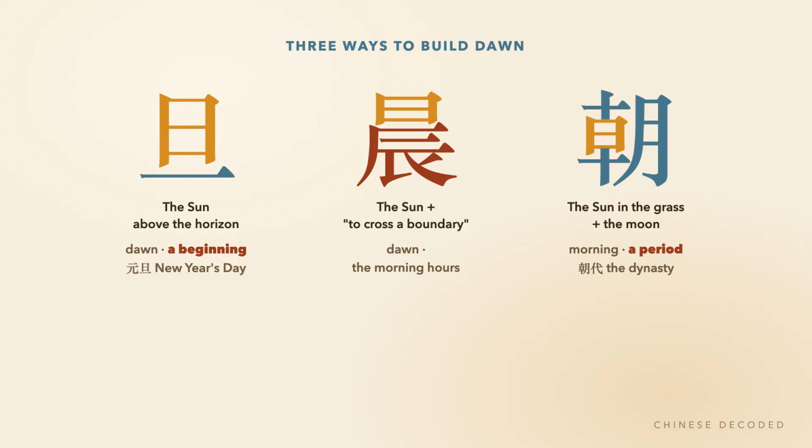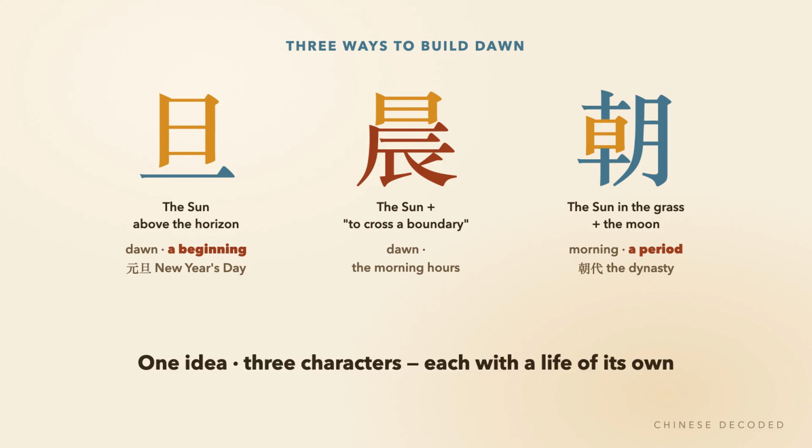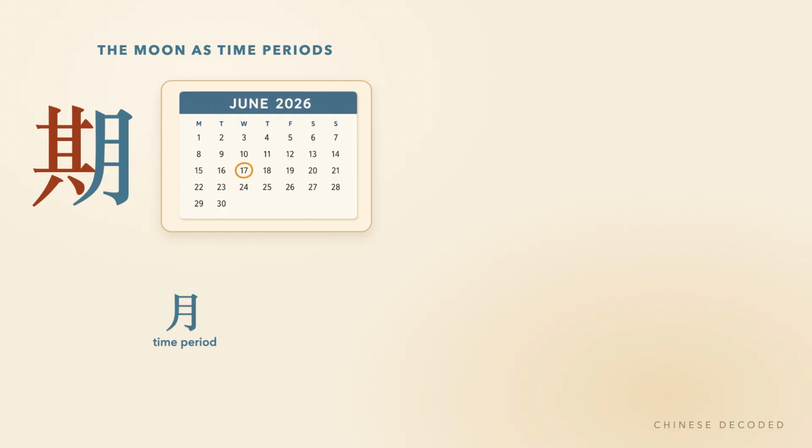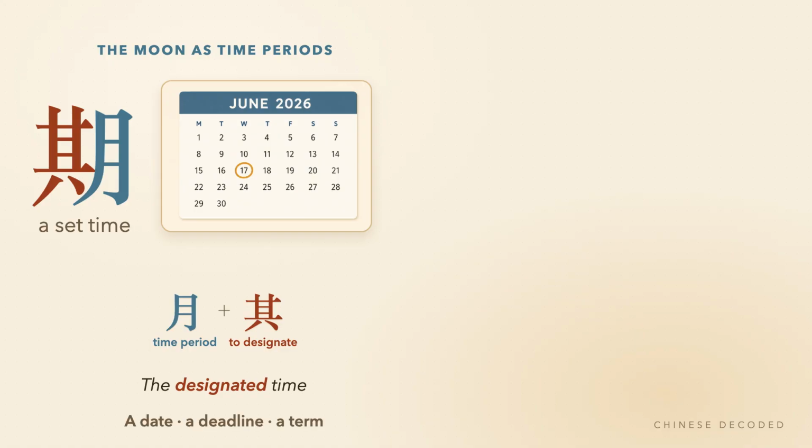The sun above the horizon also means a beginning, and the sun in the grass with the moon took on a period sense. It is the same character as the dynasty. 1 idea, 3 characters, each with a life of its own. The moon, here meaning time periods, plus the concept to designate the designated time. A set time, a date, a deadline, a term.